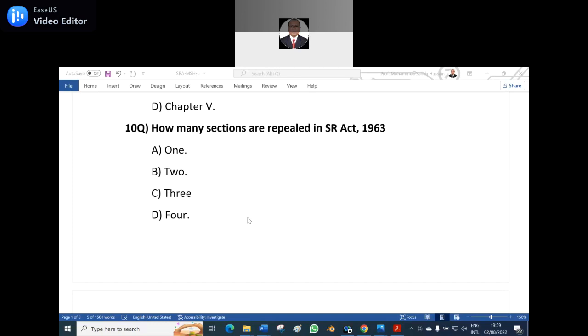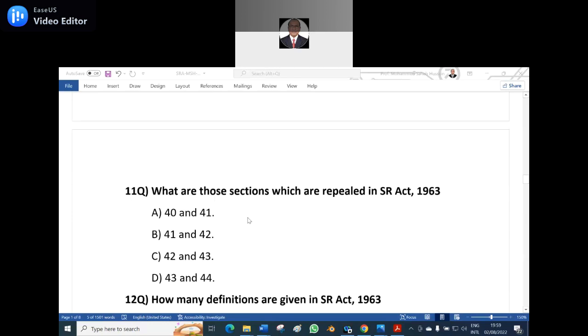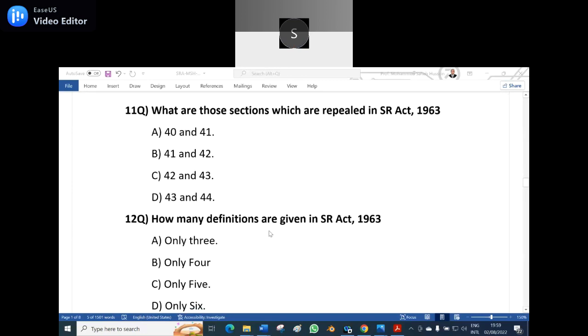The next question is, what are those sections which are repealed in the SR Act 1963? Option A 40, 41; option B 41, 42; option C 42, 43; option D 43, 44. Option D, 43, 44. The answer is right. It is 43 and 44. The last two sections are repealed in the Specific Relief Act. That is the 12th question.